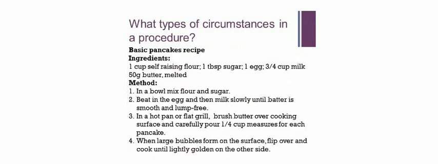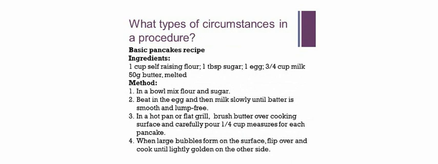Here's a different genre. This one's a procedure. What types of circumstances do we have here? I'll read you out the method. In a bowl, mix flour and sugar. Beat in the egg and then mix slowly until batter is smooth and lump-free. In a hot pan or flat grill, brush butter over cooking surface and carefully pour 1/4 cup measures for each pancake. When large bubbles form on the surface, flip over and cook until lightly golden on the other side.